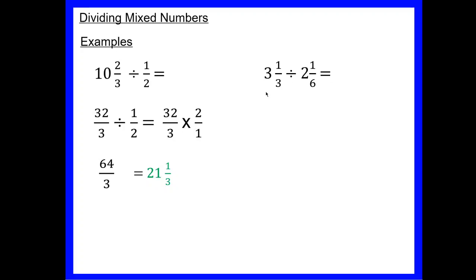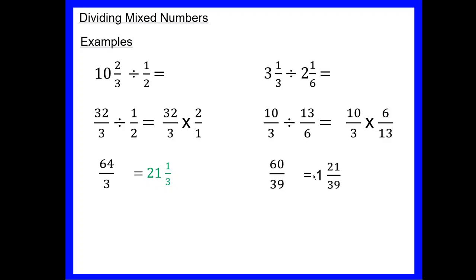For this one, we've got 2 mixed numbers, so we're going to have to change both of them to improper fractions first. So we get 10/3 divided by 13 over 6. We keep, we swap, we flip. Now we multiply. 6 times 10 is 60, and 3 times 13 is 39. 39 fits into 60 1 whole time with 21 over 39 remaining. Now 21 and 39 are both divisible by 3, so we get 1 and 7 over 13.